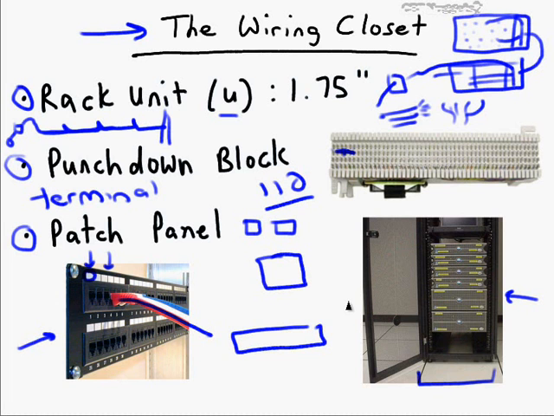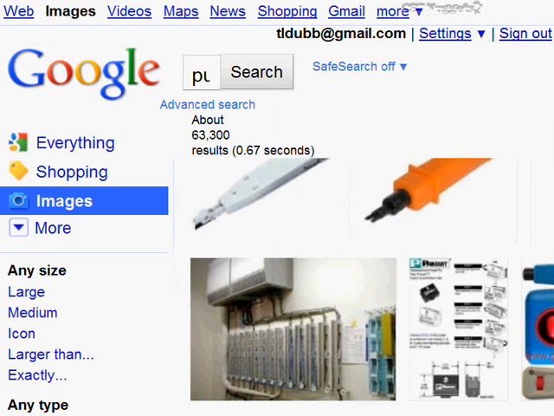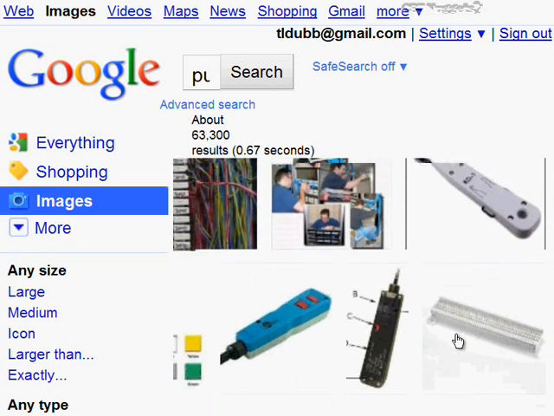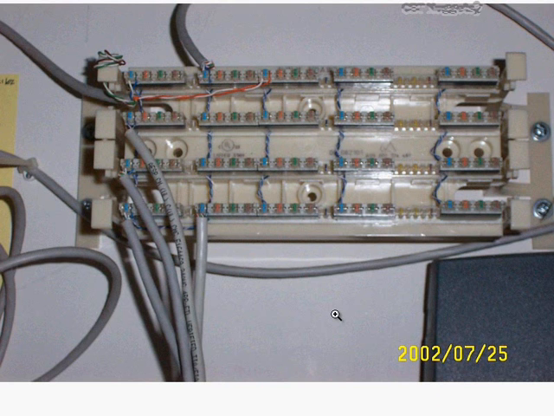Let me show you some more pictures to make this clearer. Here we're out at Google Images again. There's a typical punch-down tool. It's got an interesting head to it that kind of looks like a screwdriver, and it's meant to literally drive those naked cable wires into the 110 block. Here's an example of some Ethernet cables that are punched down into a block. This one is not a particularly good example. It's very old. It's time-stamped 2002, but you get the general idea.